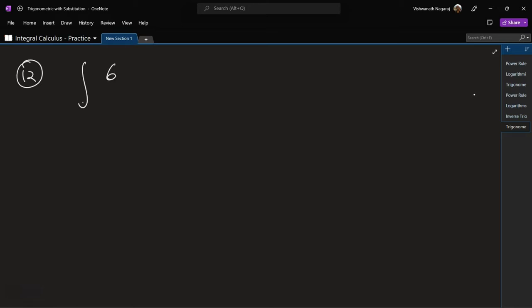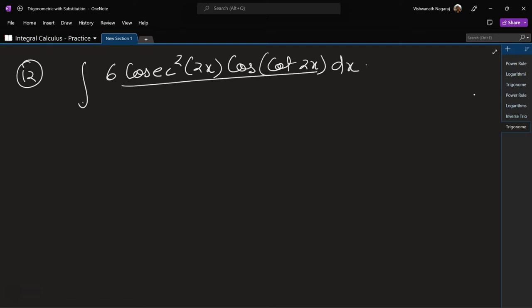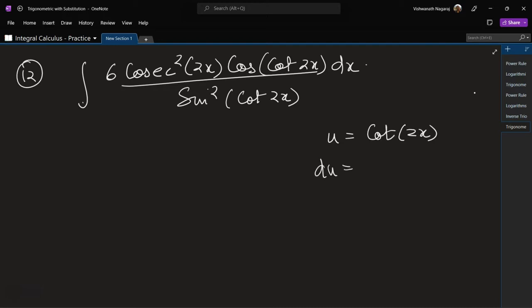Integral of 6 cosec square 2x cos of cot 2x dx divided by sine square of cot 2x. Okay, now let's take u is equal to cot 2x. If we differentiate it, we get minus, since we are going to differentiate 2x, we get 2. Let's write it in the beginning itself. Minus 2 cosec square 2x dx.